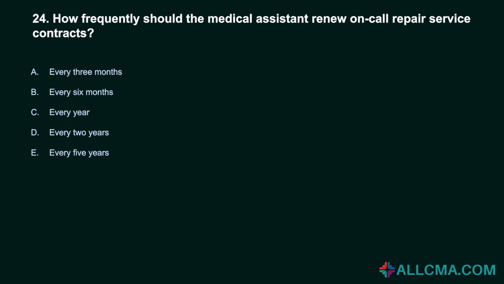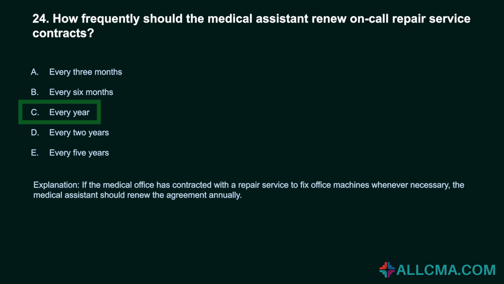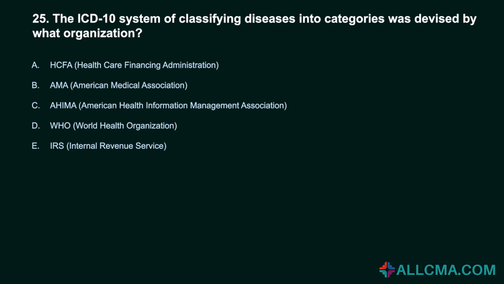24. How frequently should the medical assistant renew on-call repair service contracts? A. Every 3 months. B. Every 6 months. C. Every year. D. Every 2 years. E. Every 5 years. Correct answer, C. Every year. If the medical office has contracted with a repair service to fix office machines whenever necessary, the medical assistant should renew the agreement annually.